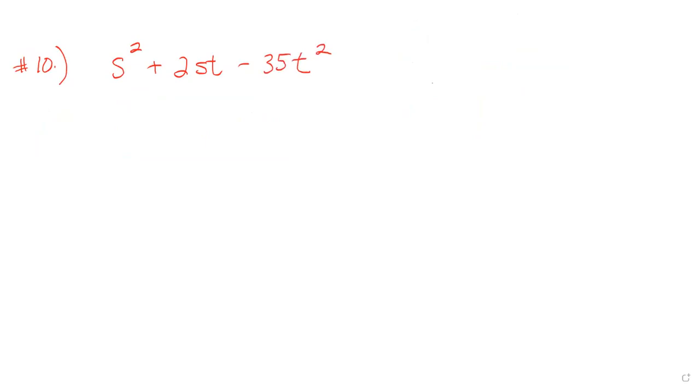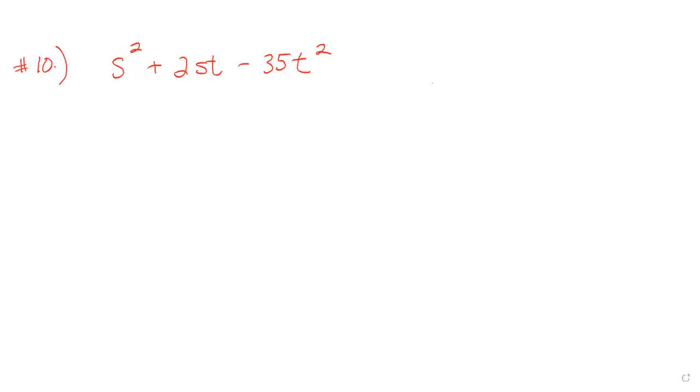Okay, so the first thing I want to do is look for a GCF. That's always your first step. So I see some S's and I see some T's, which is great, but not every single term has an S, nor does every single term have a T. So I can't factor out an S or a T.